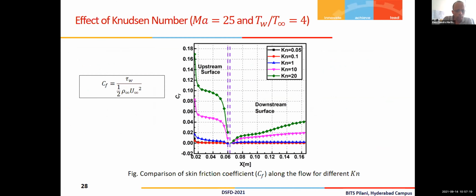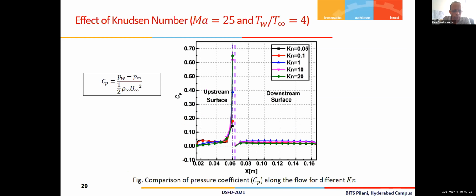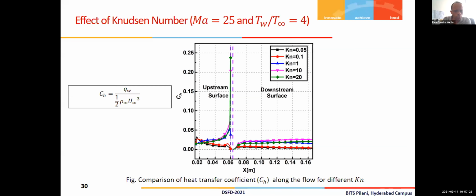So we also extracted skin friction coefficient and the pressure coefficient, and these are the variation along the flow at different x coordinates. And this is also heat transfer coefficient. All these are non-dimensional surface properties we have extracted for different Knudsen number.